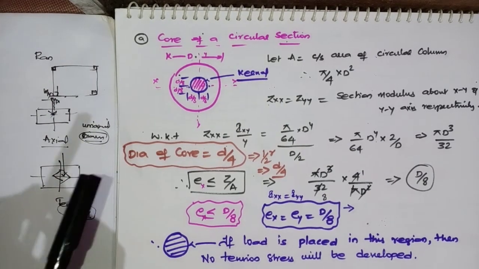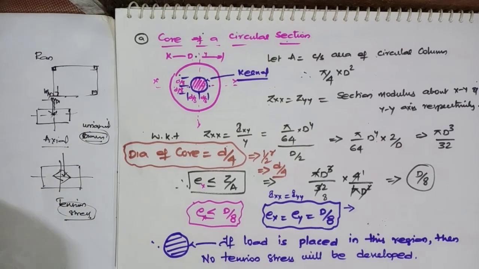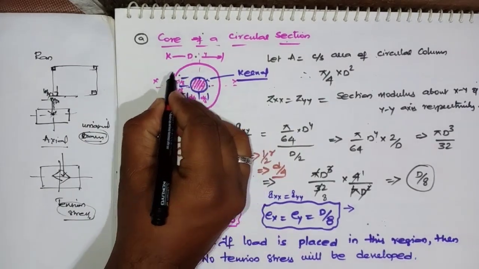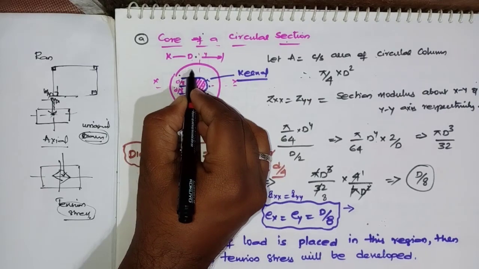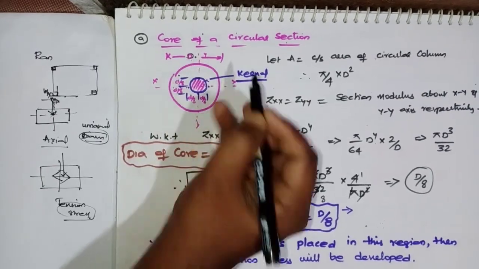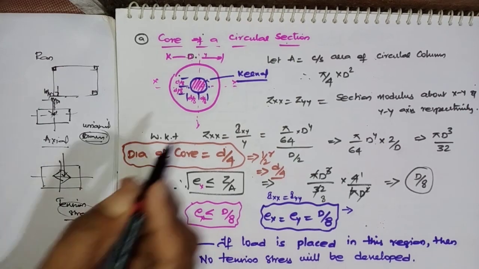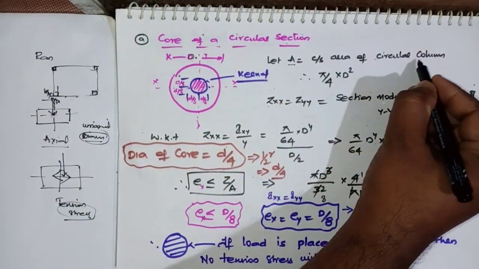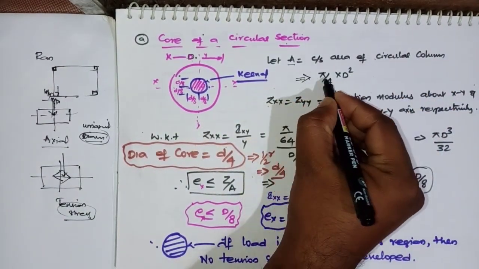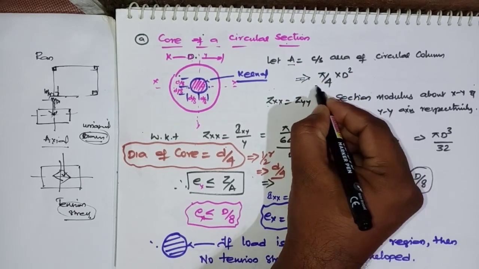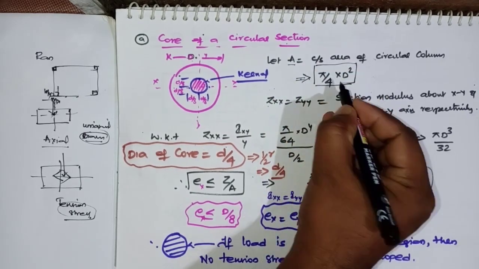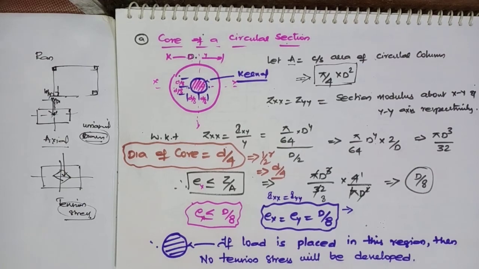This is the example I am taking, the core of a circular section. Suppose you have a circular column of diameter D. Let us consider A as the cross-sectional area. So what is the cross-sectional area? Pi by 4 into D square. This is the area of the section.